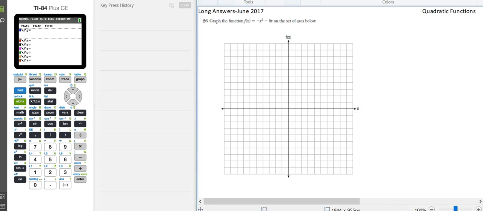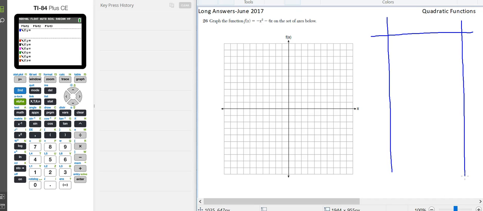This is an Algebra 1 Regents question from the June 2017 Regents. Graph the function f of x is equal to negative x squared minus 6x on the set of axes below. So one way we could do it is by making a table and choosing arbitrary x values and finding their corresponding f of x or y values. But there's an easier way to do it.